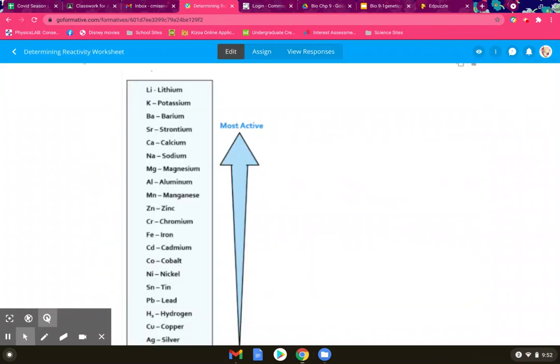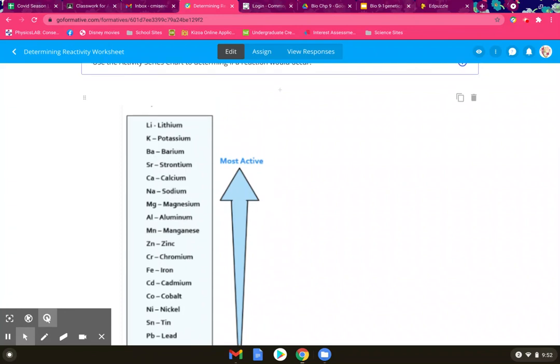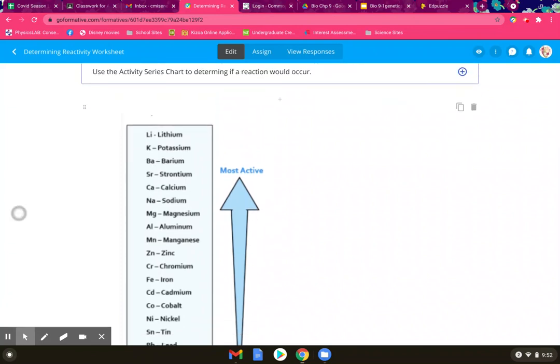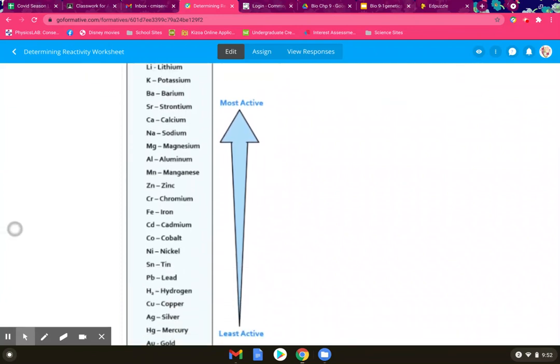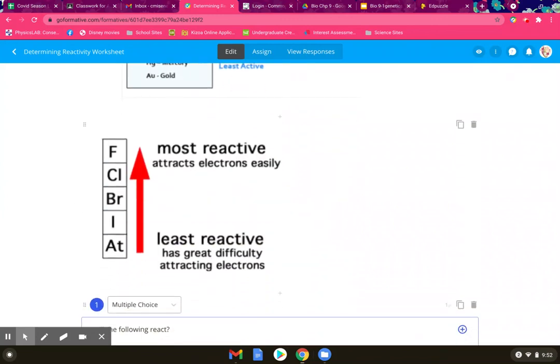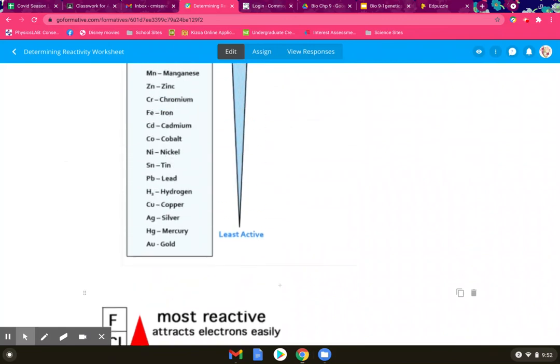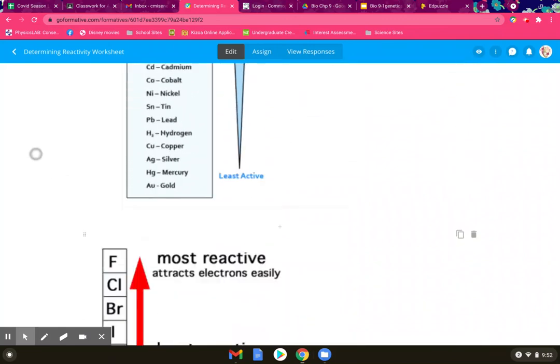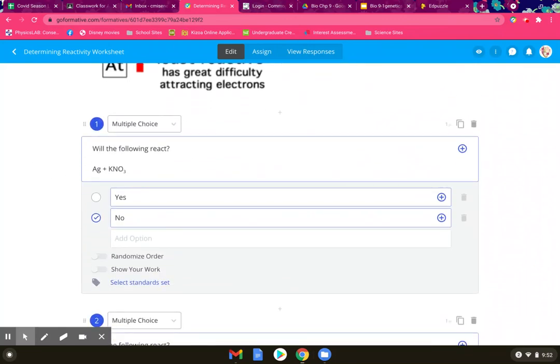Our last section was about the activity series, or determining reactivity. Will things react with each other? So you have to use this chart. If you're comparing positives, you're going to use the first chart. If you're comparing negatives, use the second one. So, number 1, will the following react?